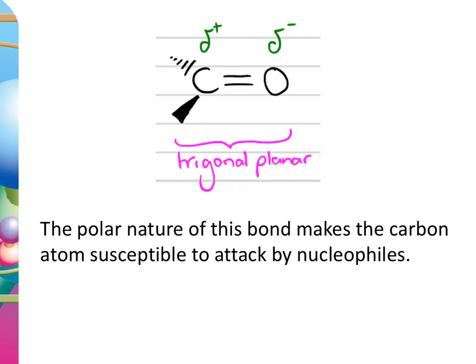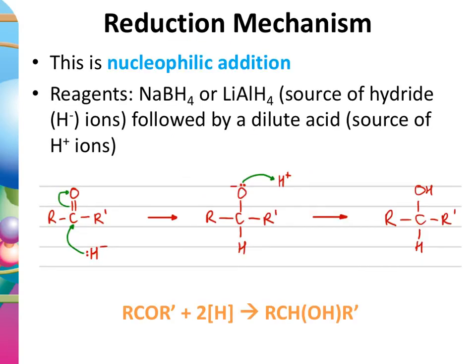Something else to stress at this point, because it's going to become relevant, is that if we look at the shape of the molecule around the carbon of the carbonyl bond, it's trigonal planar. The fact it's planar is going to be very significant later in this video. The trigonal part tells us that we've got 120 degree bond angles, but the key point is that it is a planar functional group. So the delta positive carbon is susceptible to attack from nucleophiles.